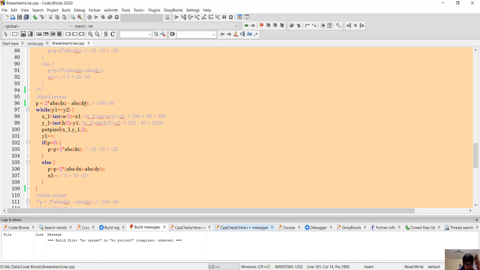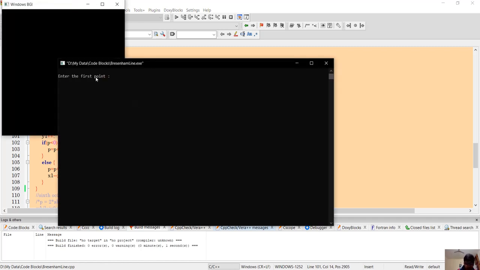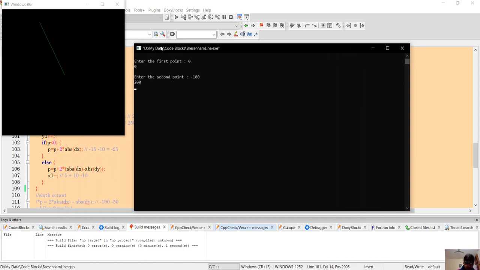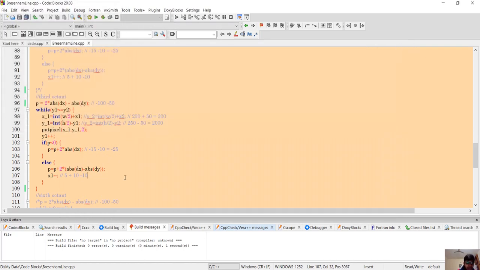F9. Enter the first point 0 comma 0, and our second point will have x negative, so minus 100 comma 200, that will work in our third octant. Yeah, it's working perfectly fine in our third octant. If I try to run the first octant in this code, it will not run. I will show you how.